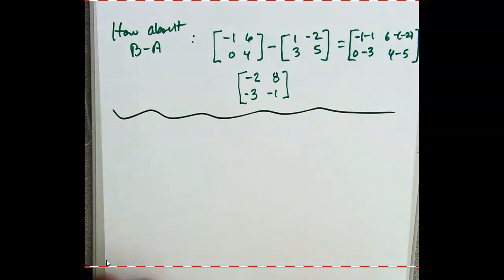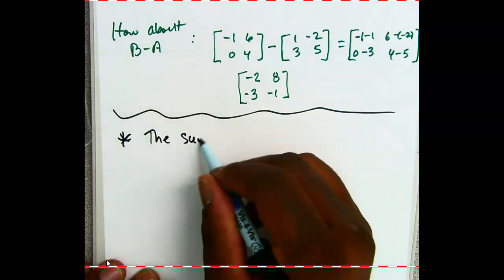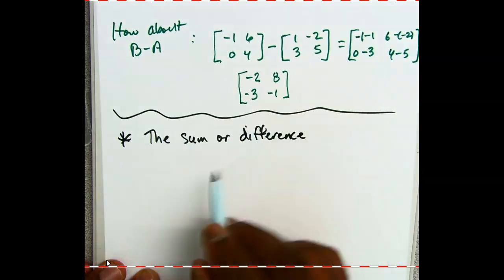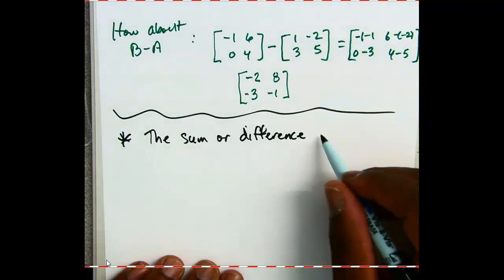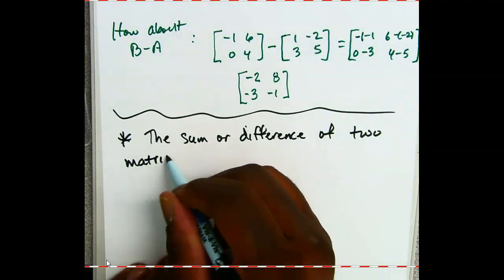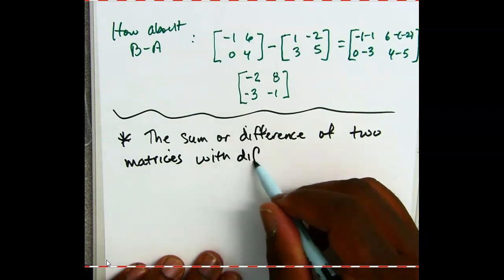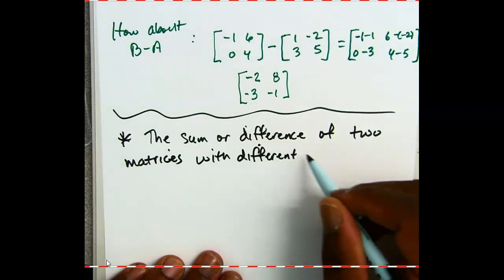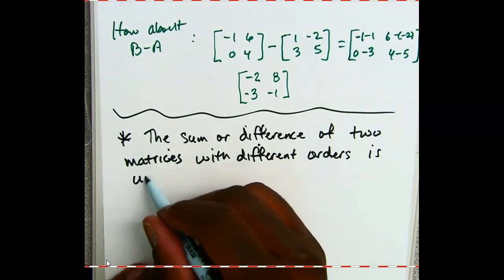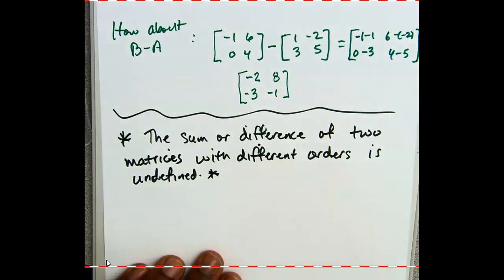Okay, here is something that is key. The sum or difference, so that means adding or subtraction, of two matrices with different orders is undefined. In other words, we can't do it.